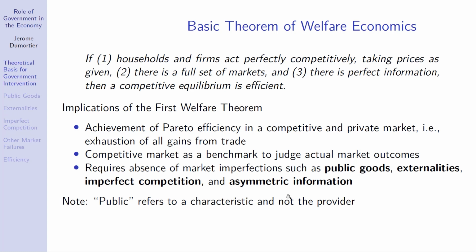And here is a very important aspect of the first welfare theorem: it requires the absence of market imperfections such as public goods, externalities, imperfect competition, and asymmetric information. What we are going to see in this lecture is that basically every market has one of those imperfections. The basic welfare theorem is then just a theoretical concept that in reality doesn't really exist.